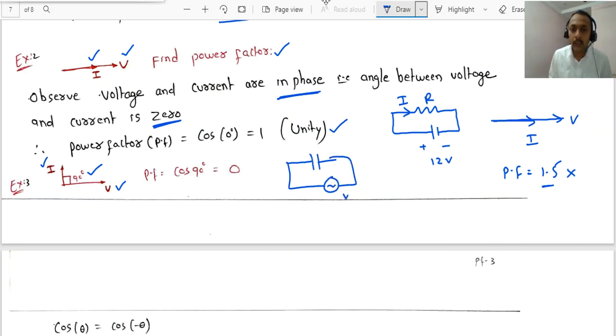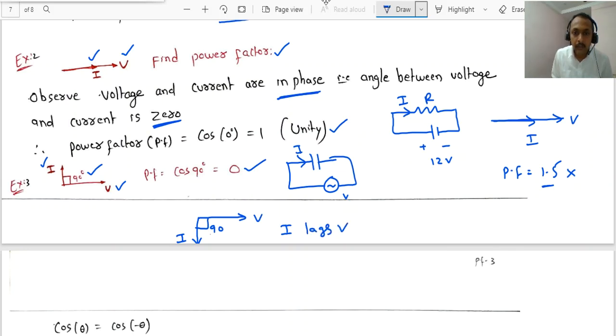If you have a voltage like this and current is flowing in the capacitor, the angle difference between voltage and current will be 90 degrees. Pure capacitor. Then what will be the power factor? Cos 90, 0. For example, if the voltage is like this and the current is like this, here also it is 90 degrees only. But what is the difference?